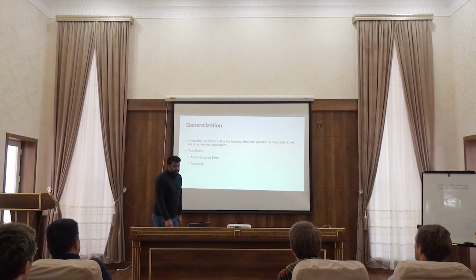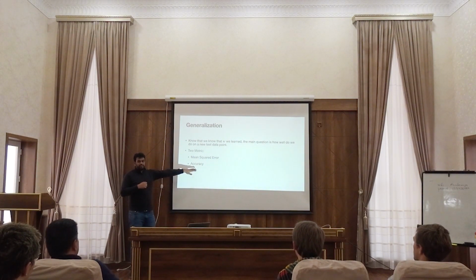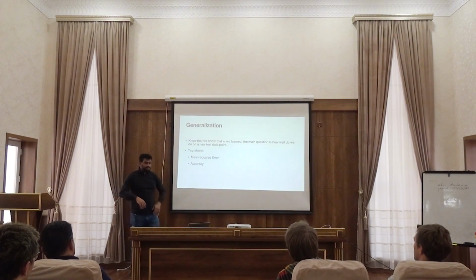Okay, so now we care about generalization. We've trained our classifier. We care about how well it does on a new data point. So we give it a new data point, and we care about how well it does. There are two metrics over here. We trained our network using this mean squared error. But actually, because we're doing classification, the thing we care about is accuracy. How well does it predict the correct sign, plus or minus 1?